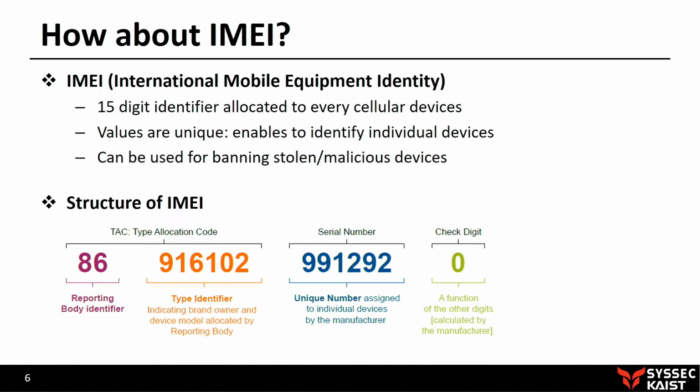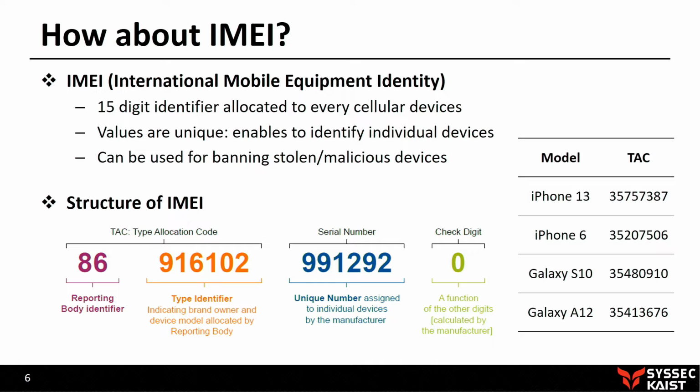Then, how about using IMEI for SIM box detection? IMEI is a 15-digit identifier allocated to every cellular device. As each allocated value is unique, IMEI enables identification of individual cellular devices on the network, and it can be used for banning stolen or malicious devices. The first 8 digits of the IMEI are also called the TAC, and it represents device models. The right table shows some examples of TACs of some smartphone models.